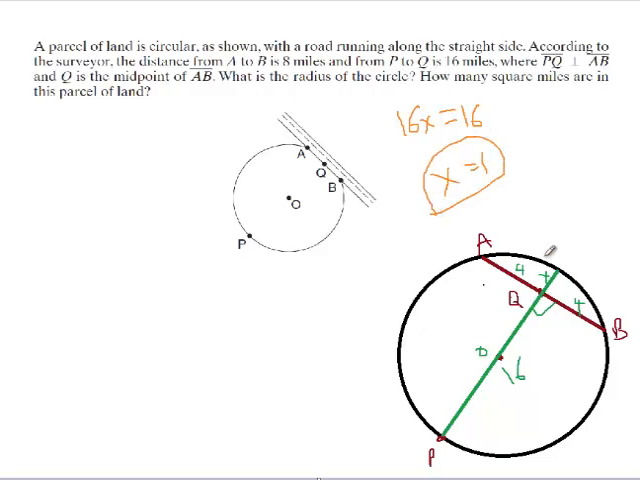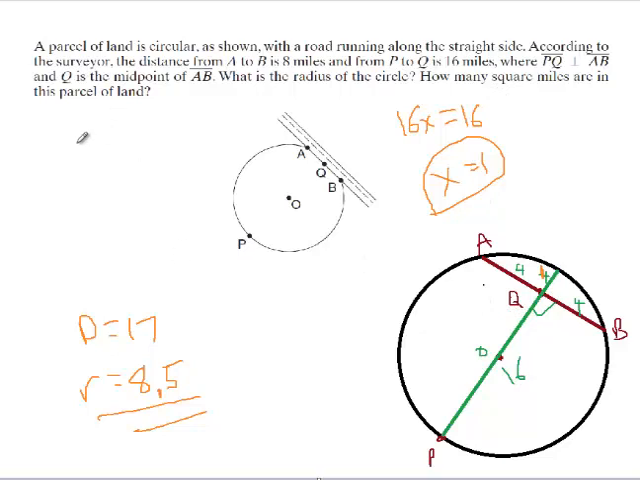So now we know that this x is 1. So what does that tell us about the entire diameter? Well, the entire diameter of the circle is 17, 16 plus 1, which means the radius is half that, which is 8.5. Okay, so that's the radius. So that's the first part of the question. How many square miles are in the whole parcel of land?